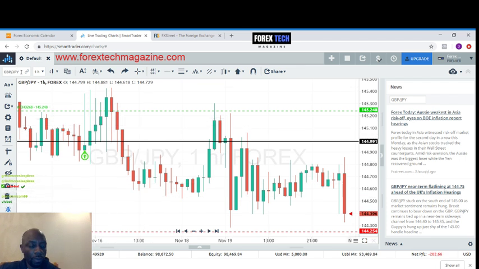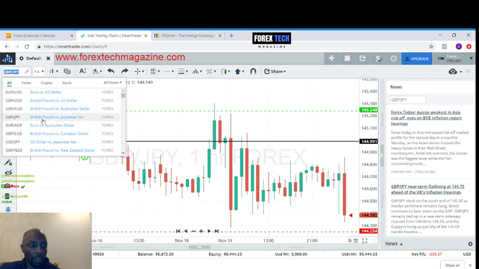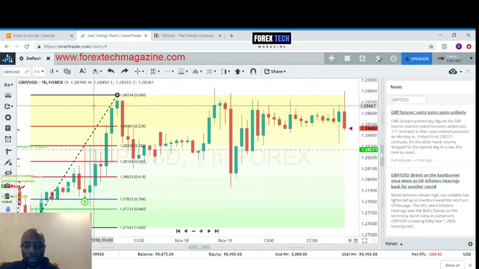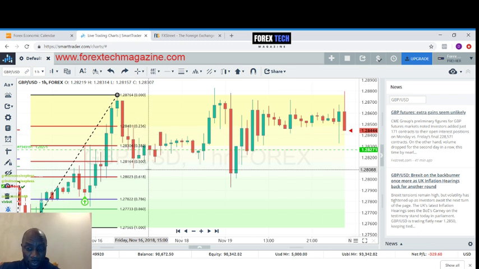So let's get out of this one right here. Which one was I just in? I was in the Aussie dollar. All right, so the last one for the night we're going to look at is the Great Britain Pound US dollar, which again, is one that we are already in right now. Remember, we put on a risk-free trade in our other pair. Let's go ahead and put on a risk-free trade on this one right here too as well.